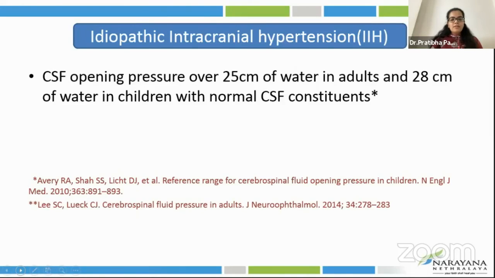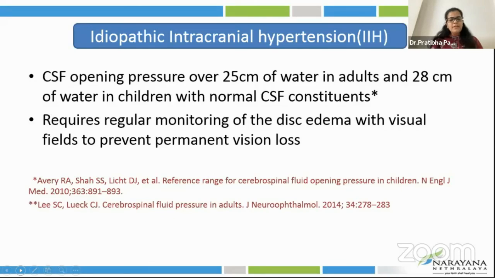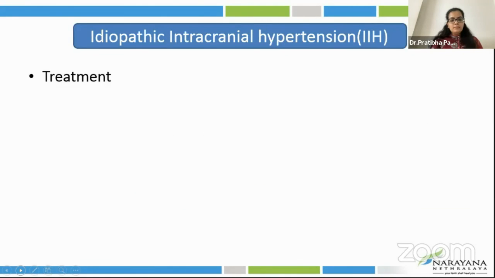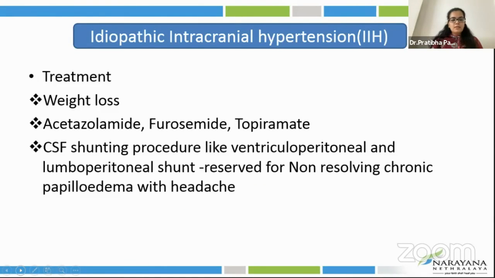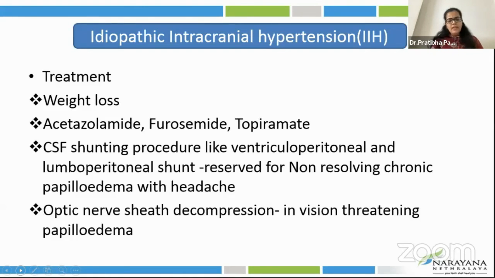So the cutoff for CSF opening pressure is around 25 centimeters of water in adults and 28 centimeters of water in children with normal CSF constituents. It requires regular monitoring of disc edema along with visual fields to prevent any permanent vision loss. Treatment is with acetazolamide, which is the first line of drug along with weight loss. CSF shunting procedures can be reserved for non-resolving chronic papilledema with headache and optic nerve sheath decompression in vision-threatening papilledema.